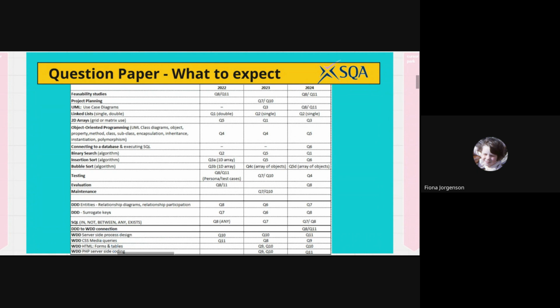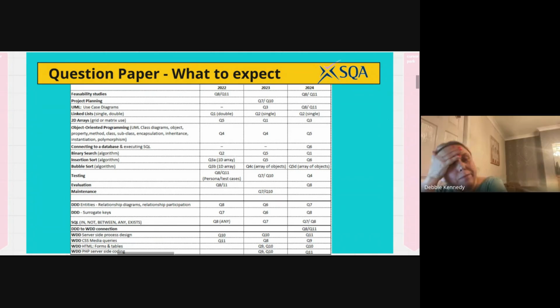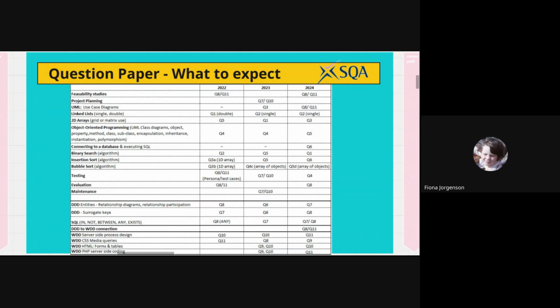But things like that are dependable: your object-oriented question, the linked list question. Linked list, either single or double, as you can see has come up for the past 3 years. The Advanced Higher data structure, the 2D array, is going to be in there. They will need to be familiar with UML, use case diagrams and class diagrams, of course. So that's an important one.